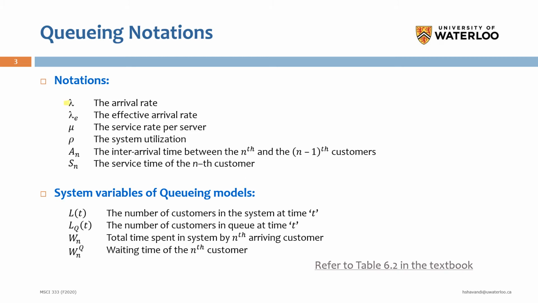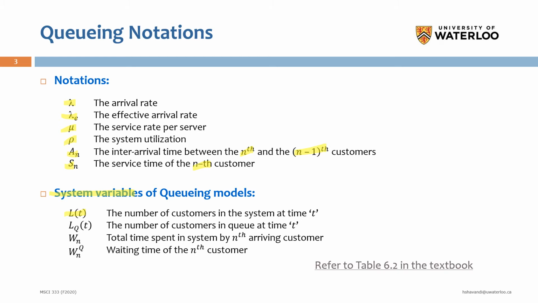These are the notations that we use in queuing theory. Lambda here is the arrival rate, lambda e is the effective arrival rate, mu here is the service rate per server, and rho the system utilization rate. An is the interarrival time between the nth and n minus 1th customer, and Sn the service time of the nth customer.